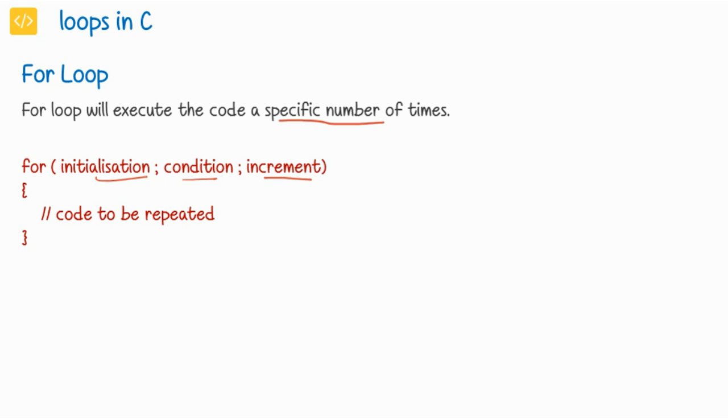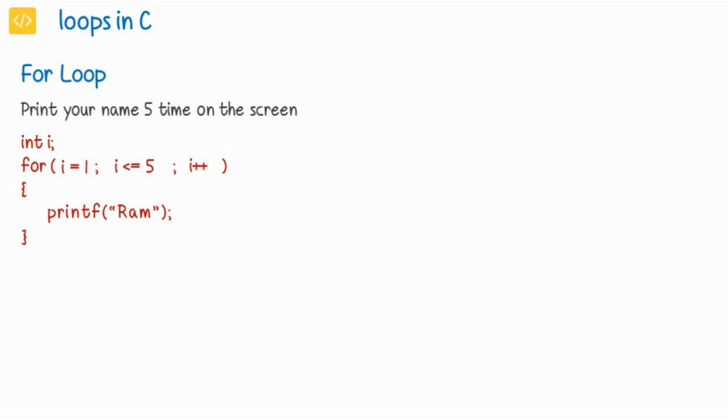Let's take an example and understand how for loop can be implemented. Let's say we want to print your name 5 times on the screen. Since we want the name to be printed 5 times, the for loop must execute at least 5 times to print the name. So we set the initial value of I to 1 and condition will be I less than or equal to 5. Every time the loops execute, the condition will be checked to proceed further.